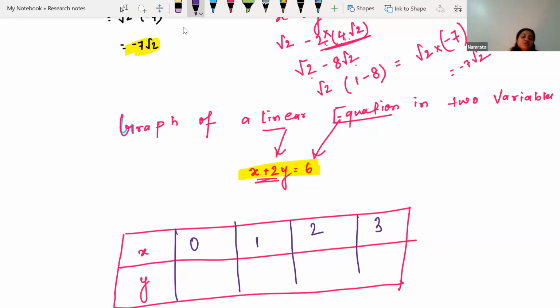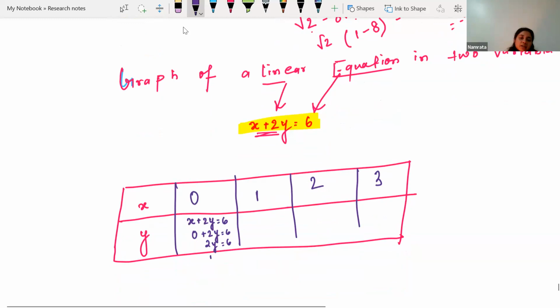So randomly, if I have taken x as 0, let's check what will be the value of y. x plus 2y is equal to 6, given in the question. 0 I have taken for x, plus 2y is equal to 6. 2y is equal to 6, and then from here we get y is equal to 6 by 2, that means 3. So when I have taken x as 0, I got y as 3, and here we got one coordinate, that is 0 comma 3.